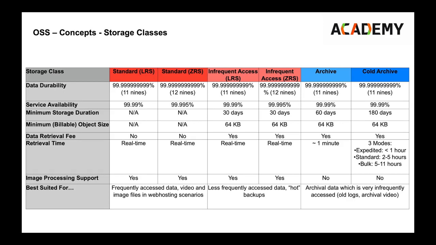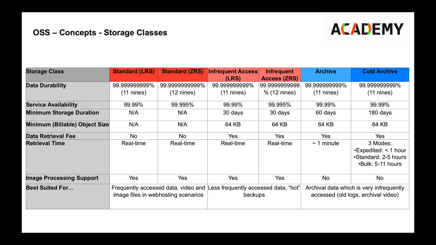So the difference between LRS and ZRS has to do with how the triplicate copies, the three copies of your data, are stored. In standard and IA LRS, local redundant storage as we call it, all of your data is stored within a single Alibaba Cloud zone. So the three copies of your data are on separate physical servers attached to separate network switches, but those physical servers live within the same data center. That is already good enough to get you a data durability of 11 nines and 99.99% service availability.